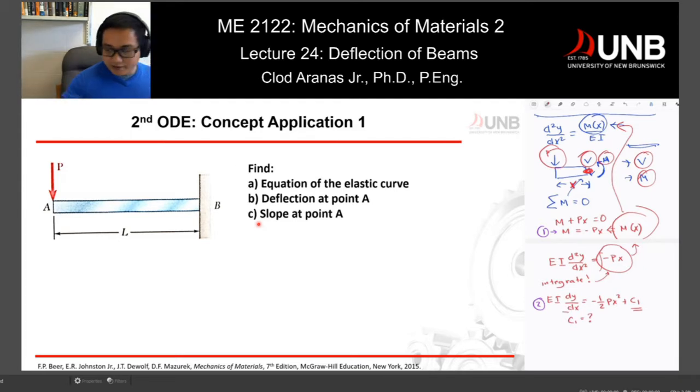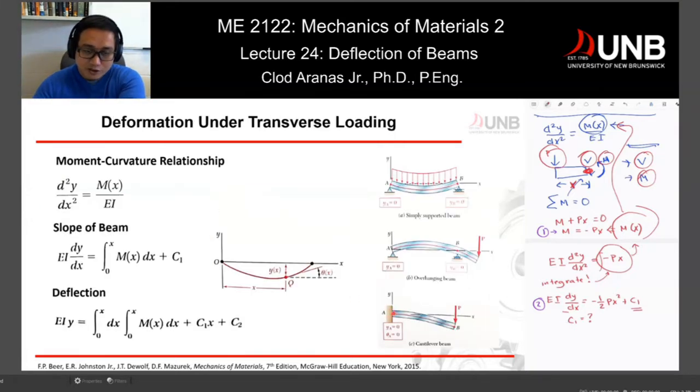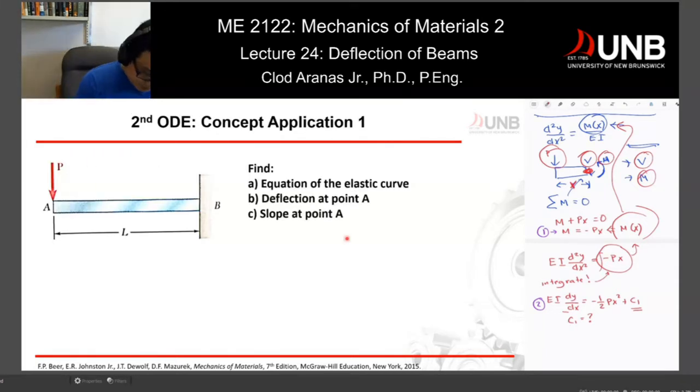So again, this is a cantilever beam, and if you go back to our boundary condition, that's the first thing you have to check. If we have a cantilever beam, y at this point is equal to 0, and the slope of your beam is equal to 0. Now, if we go back to our equation, we can apply the boundary condition. So at point B, which is at the end of the beam, we can say that at x equal to L, we have dy over dx equal to 0.